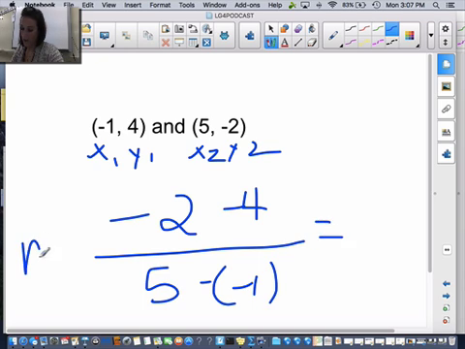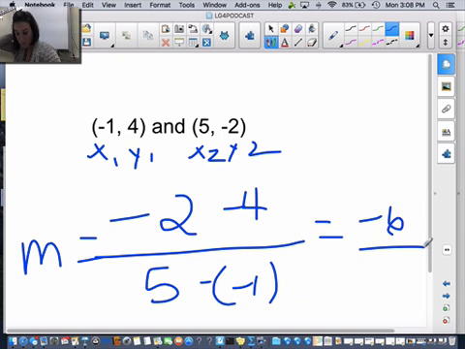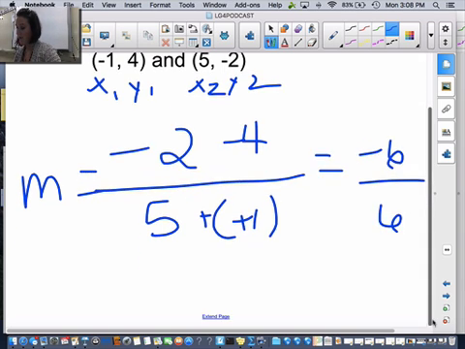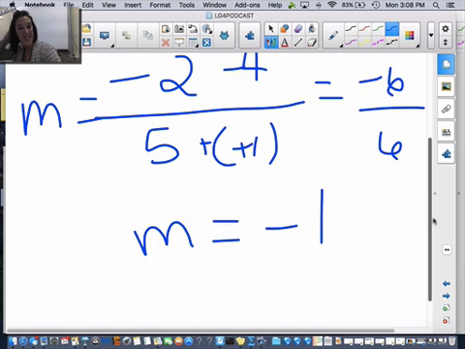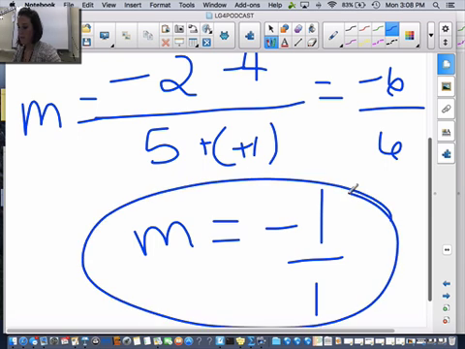So let's simplify. Negative 2 minus 4 is negative 6. 5 minus negative 1 is 6. So I have negative 6 over 6. I can simplify that to be negative 1. If we want to list it as rise over run, remember any number can be turned into a fraction by just putting it over 1. So either way, -1 or -1/1, it is the right answer.